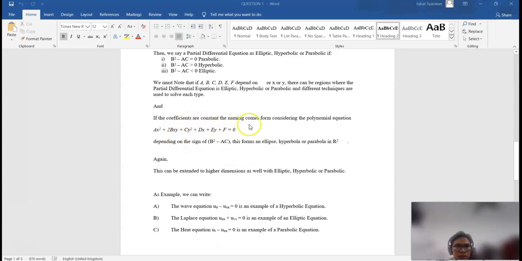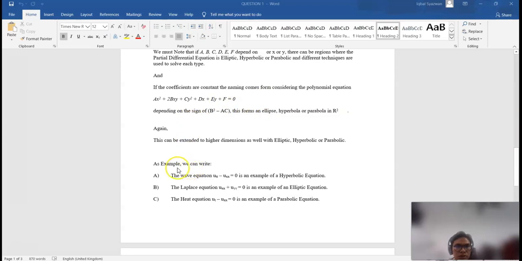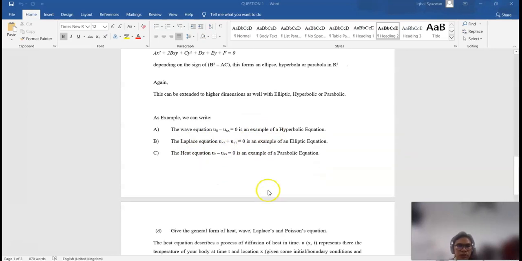Okay, these are the equations. So for example, we can write the wave equation, the Laplace equation, and the heat equation. For example, hyperbolic, elliptic, and parabolic.